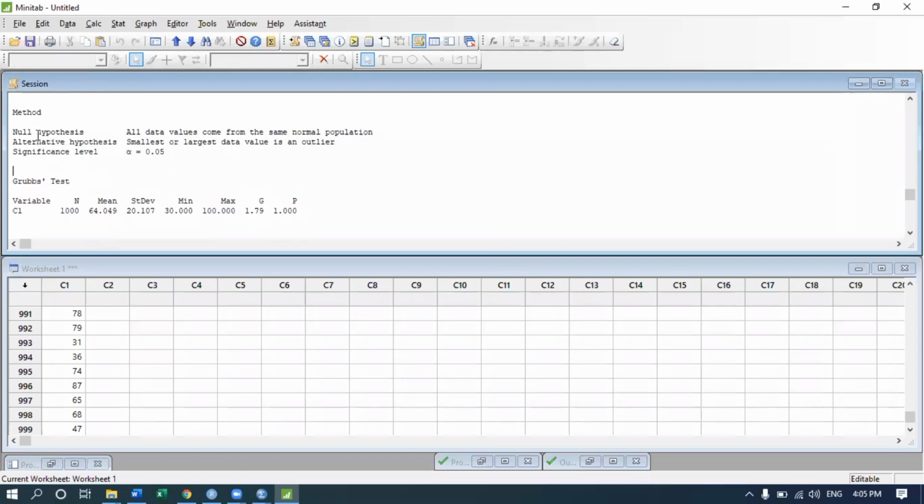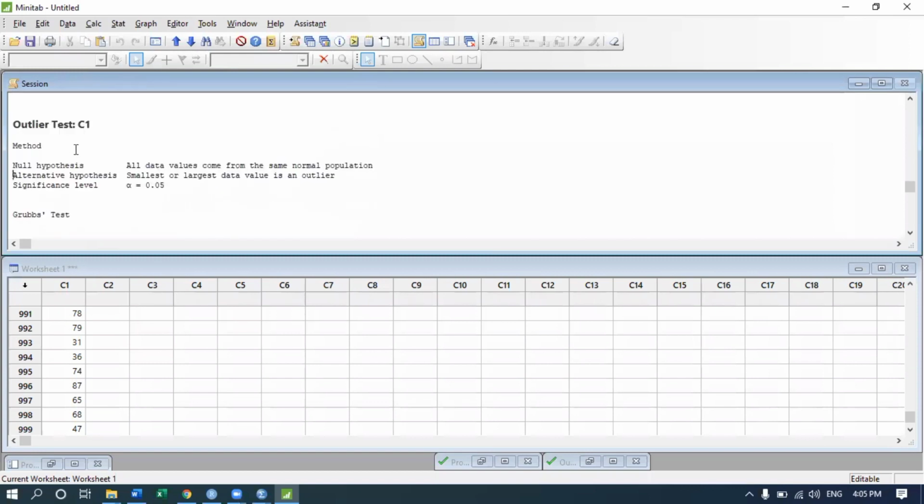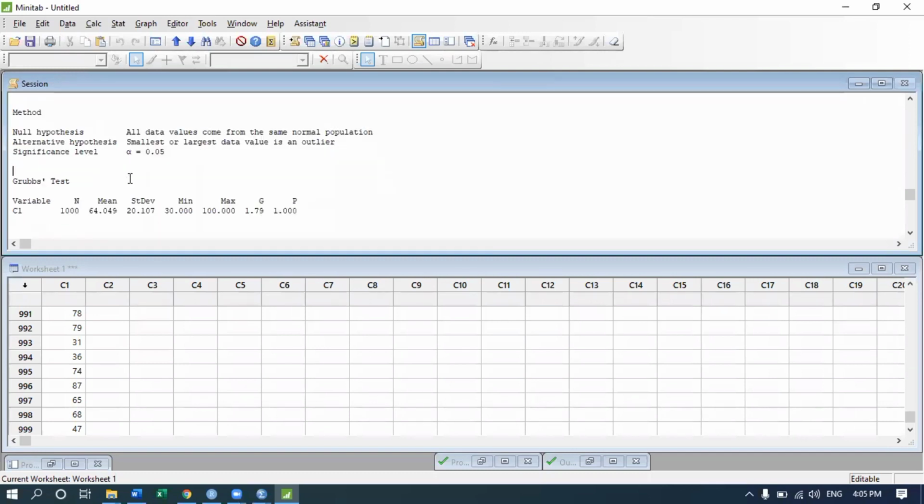So read about this. Look at the null hypothesis: all data values come from the same normal population. No, this is the normality test we did. This is for normality. All data values come from the same normal distribution. Then the alternative is that they have an outlier. So the null hypothesis is no outlier. The alternative is that there is an outlier.